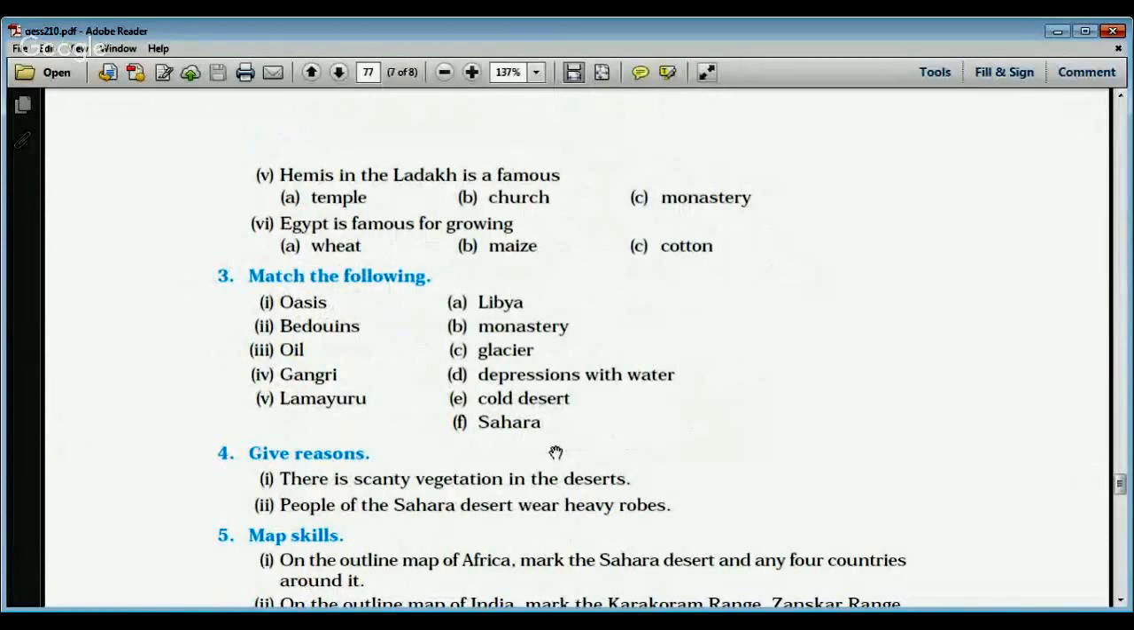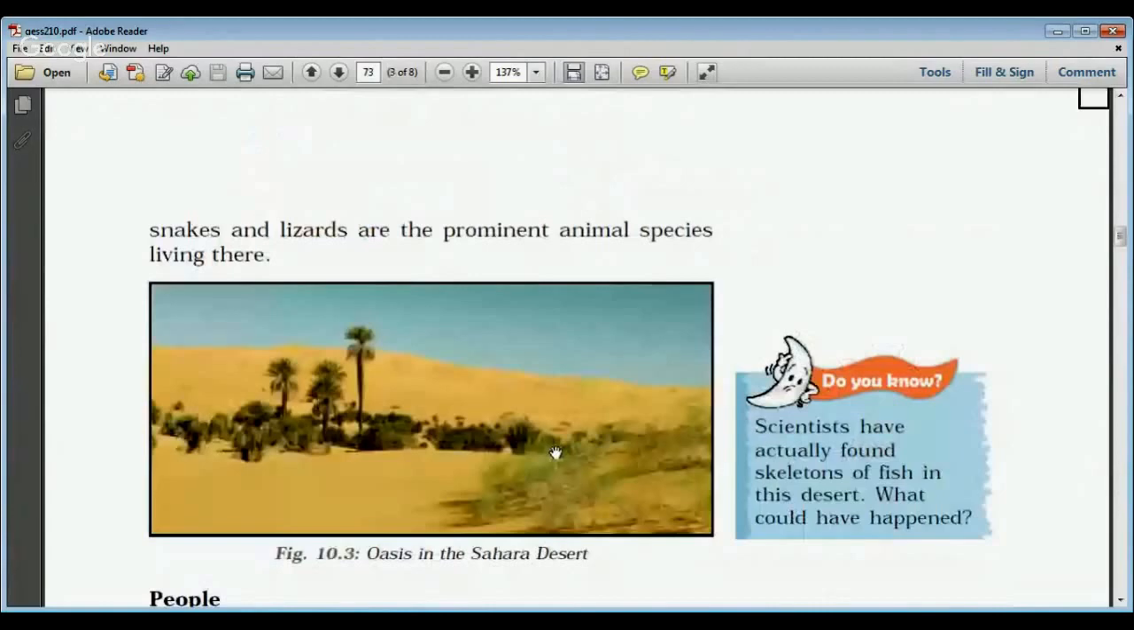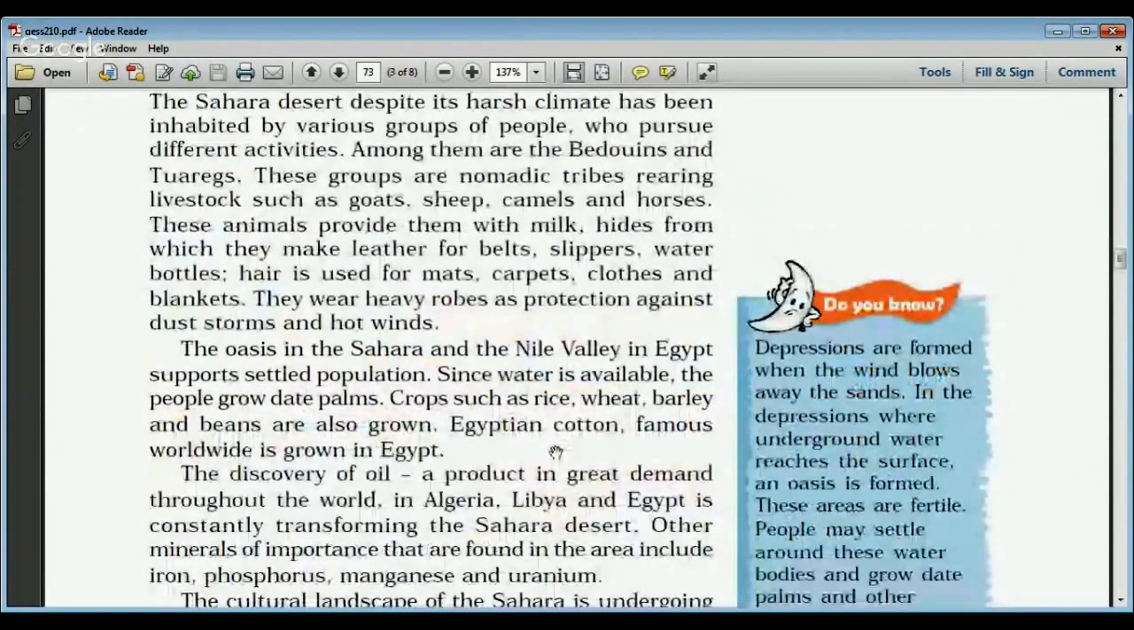Now the reasons why there is scanty vegetation in the desert: because of very less rainfall, because of high evaporation, and because of high temperature. There is very scanty vegetation in the desert. And second, why do people of the Sahara desert wear heavy robes? To protect themselves against the scorching heat. We've just seen that people wear heavy robes in the Sahara desert as a protection against dust storms and hot winds.